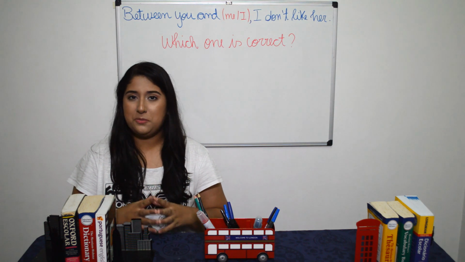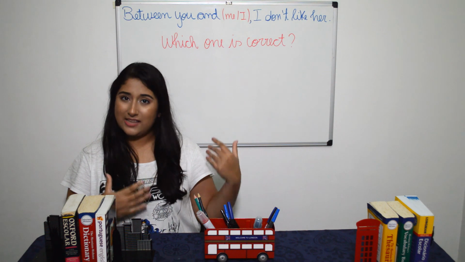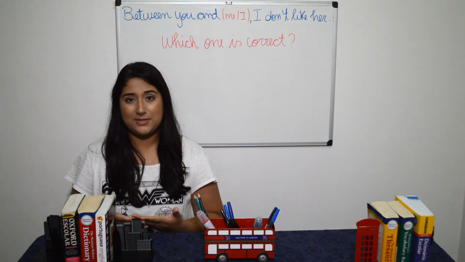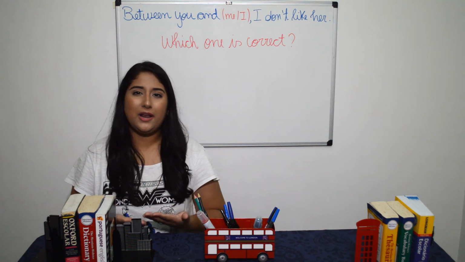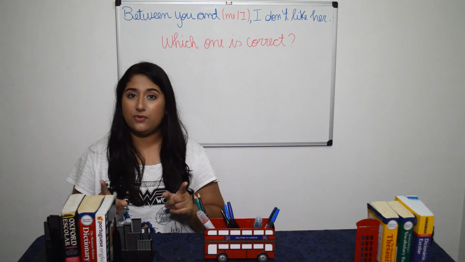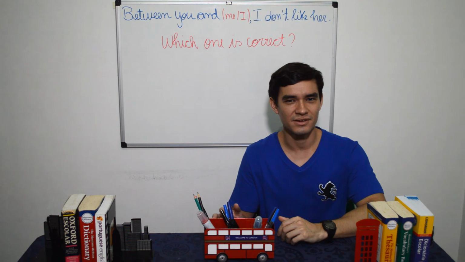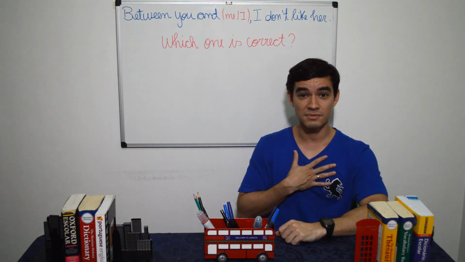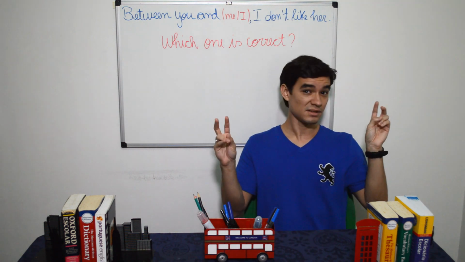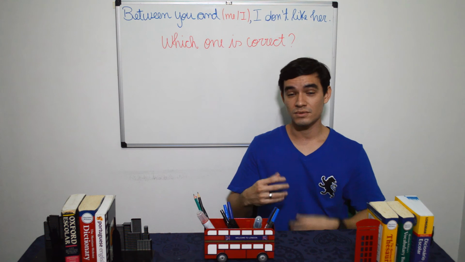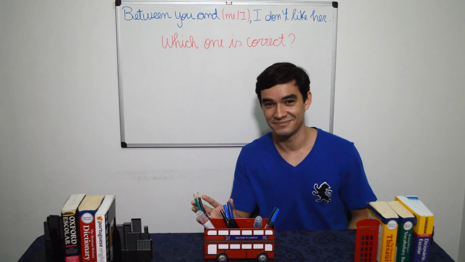Remember that we said that an object pronoun can be the object of a preposition. Well, in this sentence, the pronoun is the object of the preposition between. So the right way is to use an object pronoun. Therefore, the correct form is between you and me. If you look at it from another angle, it's as if we were saying, this is between you and me. I don't like her. The subject would be this, and you and me would be the objects of the preposition between. Anyways, just a hint.